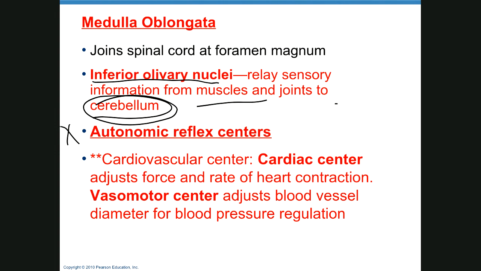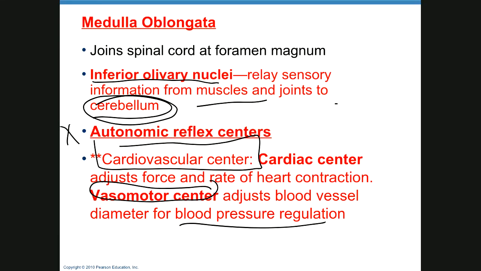So there is going to be a cardiovascular center in the medulla, a cardiac center, and a vasomotor center, which is going to adjust blood vessel diameter in order to regulate blood pressure. So a lot of this has to do with blood pressure regulation. Keep in mind that throughout the day, due to the activities and different levels of hydration, blood pressure could go a little bit up, a little bit low. The medulla is in charge through this autonomic cardiovascular center to make sure that we don't go out of homeostasis or have blood pressure changes up and down.